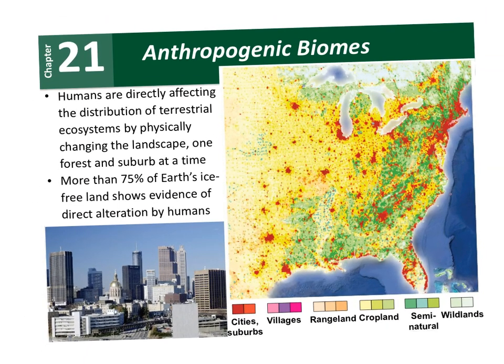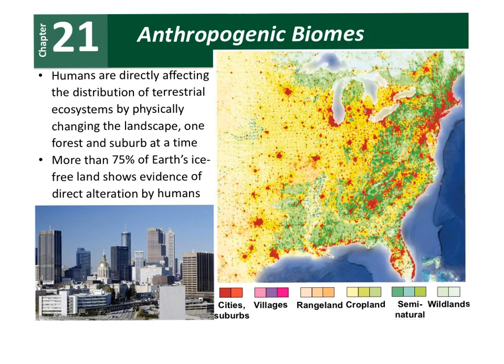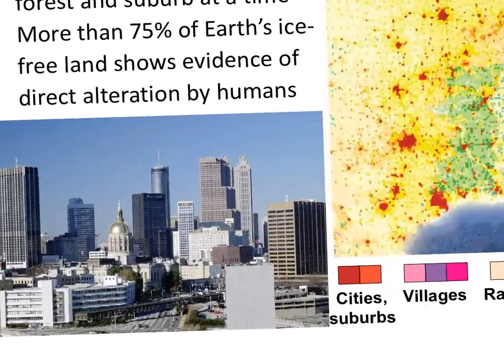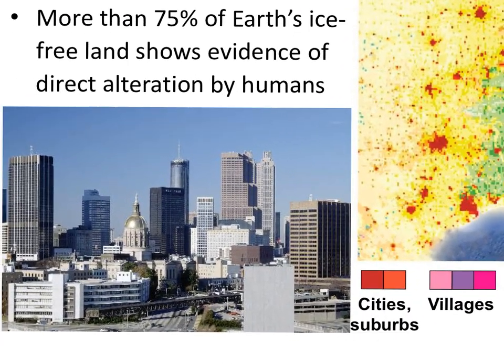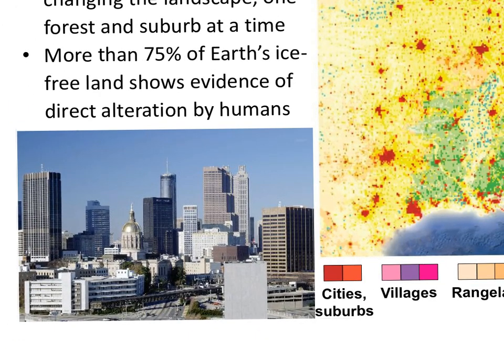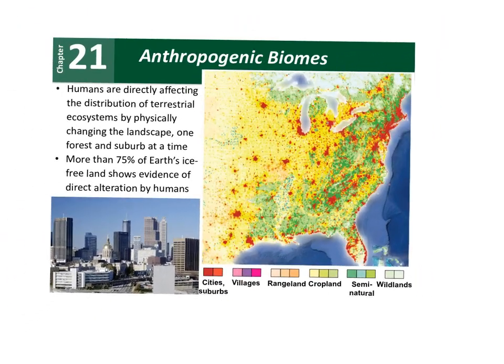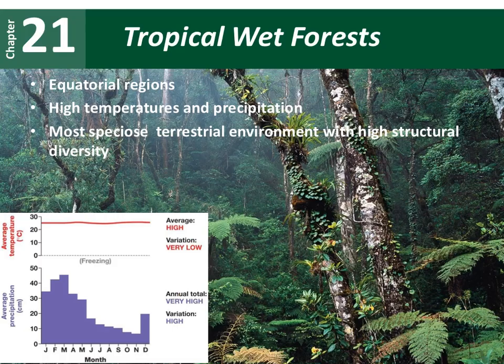Anthropogenic biomes, humans directly affecting. So if you go to a city like this, is this Chicago or something? I don't know. Anyway, they can be pretty warm. Like Atlanta, if you go to Atlanta, Atlanta is much warmer than the areas of rural vegetation. But anyway, you can see kind of what you get. Cities and suburbs get anthropogenic biomes.